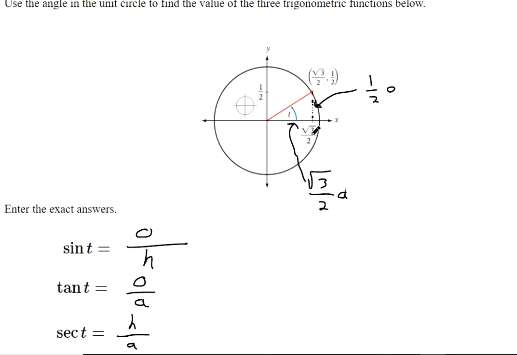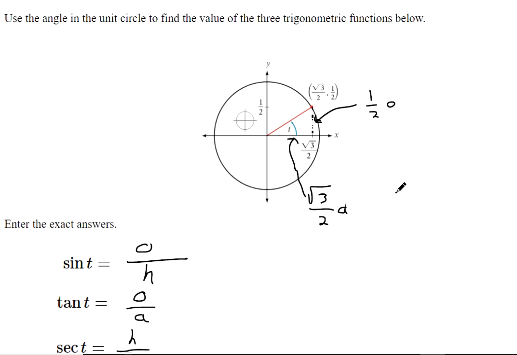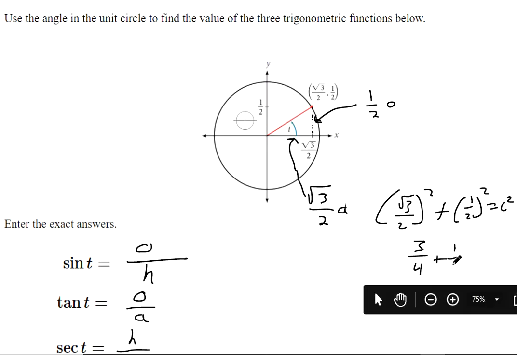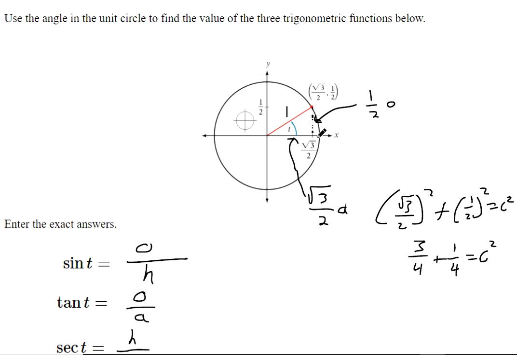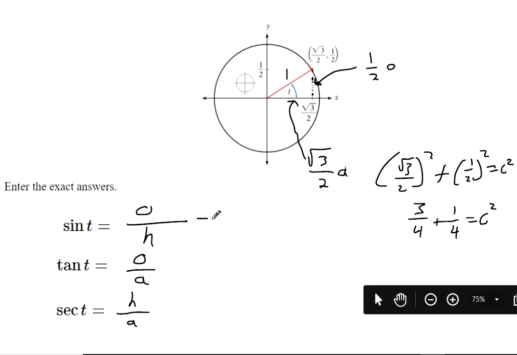This is the adjacent. And then to find the hypotenuse, I think we're going to find it's on the unit circle, because if you do a squared plus b squared, that will equal c squared, the hypotenuse over here. But if you simplify those, that's 3 over 4 plus 1 over 4 equals c squared. So c equals 1 here. So that's our hypotenuse. So now we actually have enough to answer the question.